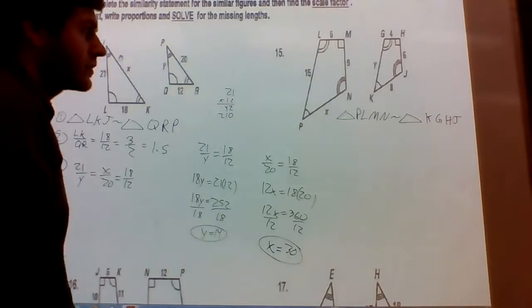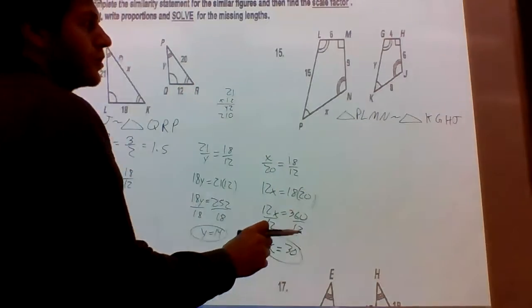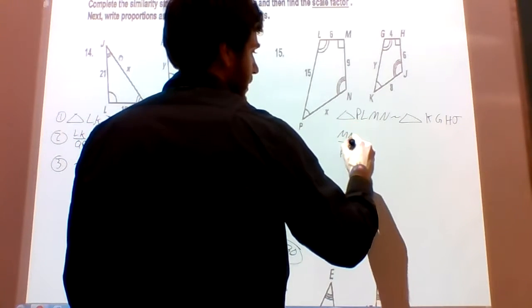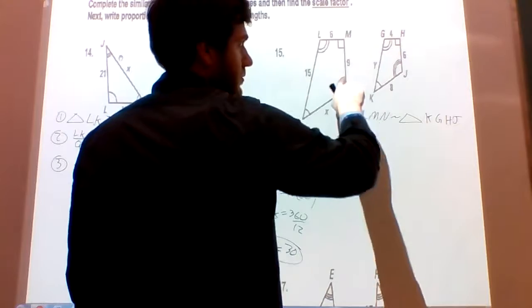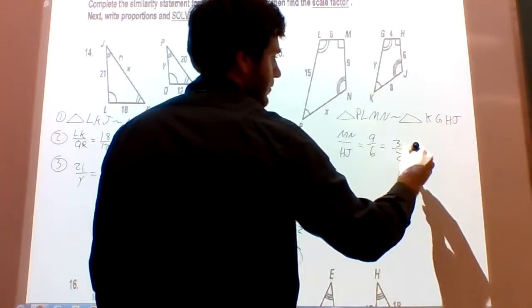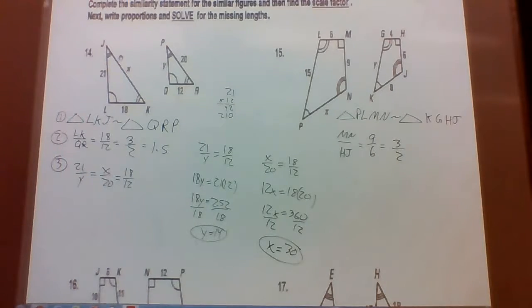Okay. Scaling factor. So MN over HJ, those are corresponding sides. That's going to give us 9 over 6, which is going to give us 3 halves. So our scaling factor is again 3 halves. And from there, we want to solve for x and y.